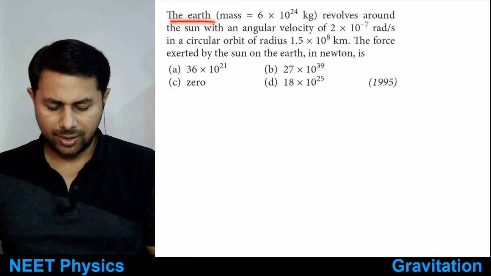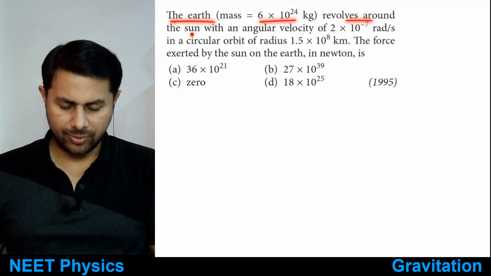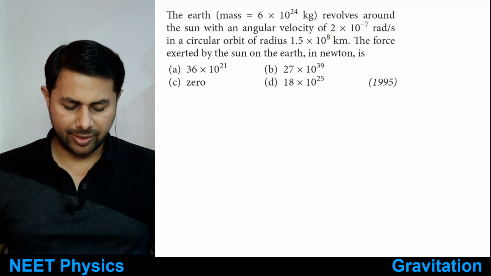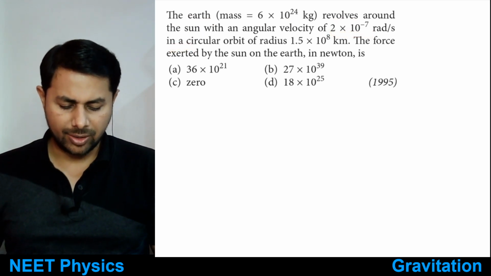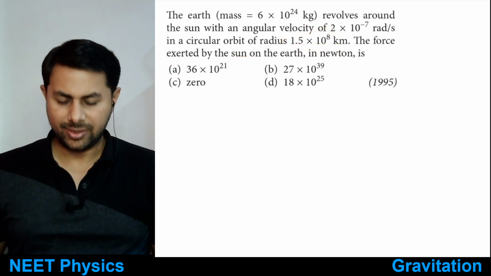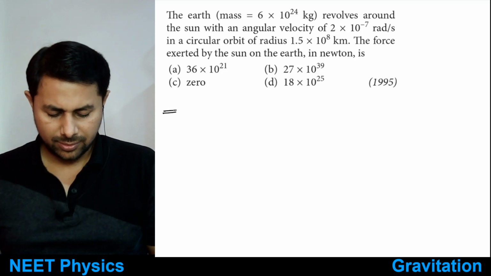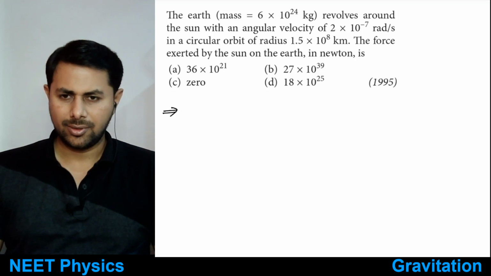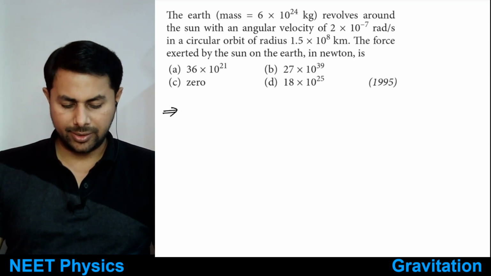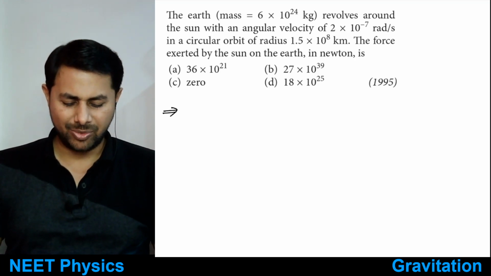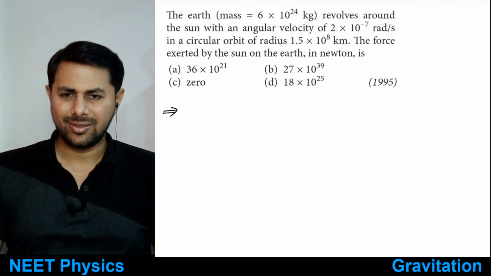Let's see next one. The earth mass is given, revolves around the sun, okay, with an angular velocity of 2 multiplied by 10 raised to minus 7 radians per second and a circular orbit of radius this much. The force exerted by sun on the earth in Newton is, tell me. The earth revolves around sun with angular velocity. Angular velocity is given in circular orbit. The force exerted by sun on earth in Newton. Which formula will you use?